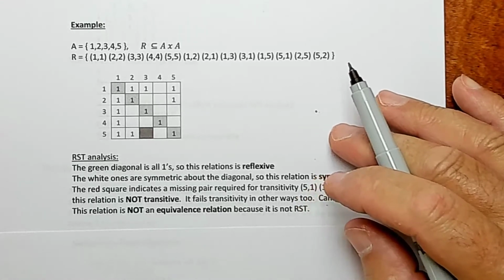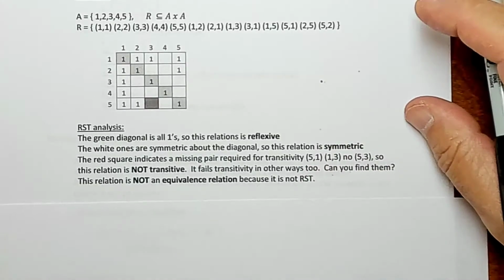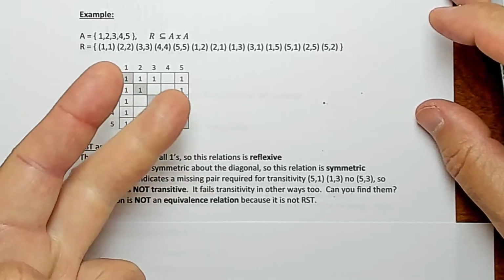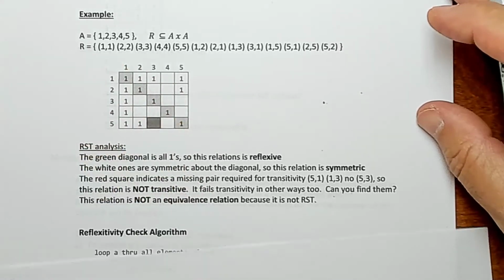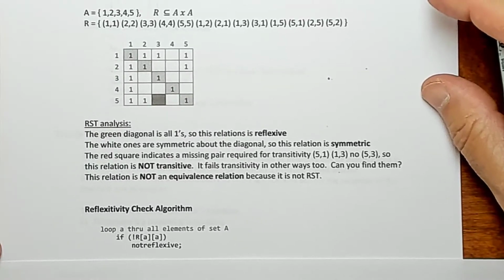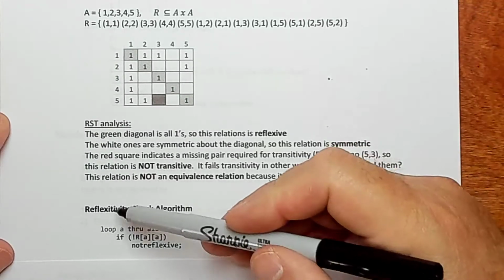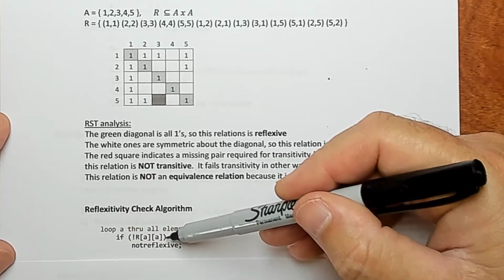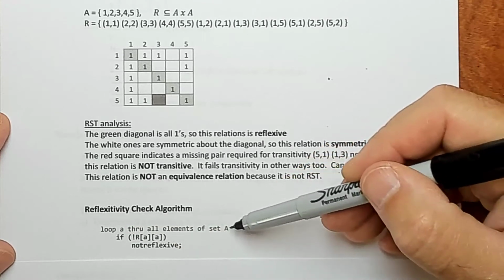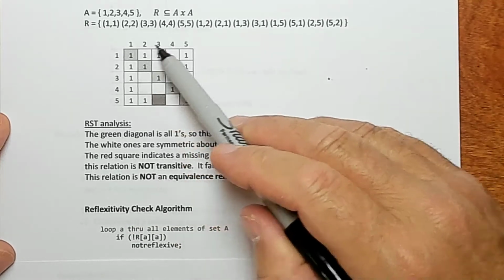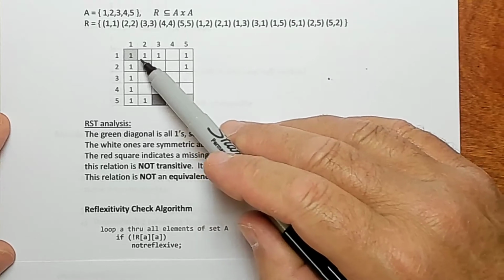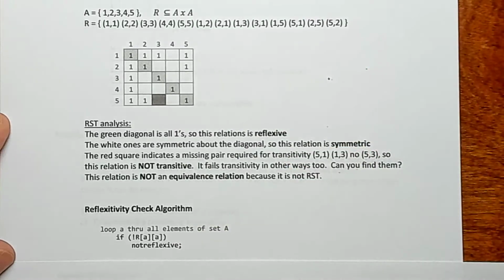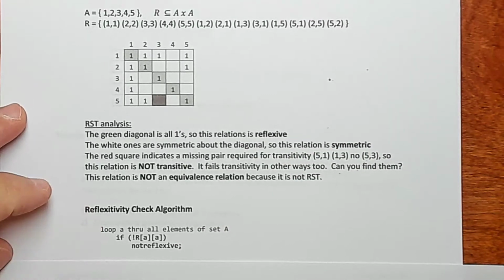So what would that look like? What would finding reflexivity, symmetry, and transitivity look like in code? Well, there's the reflexivity check. You just loop through A and check every element (A, A), where A is an integer, or the index. You just loop from 1 to 5 and check that. And if any one of these is not present, it's not reflexive. That's it. That's what the algorithm looks like. It's a single loop.